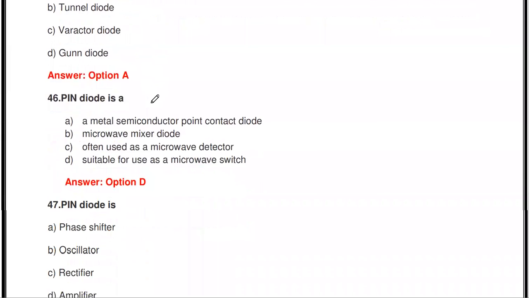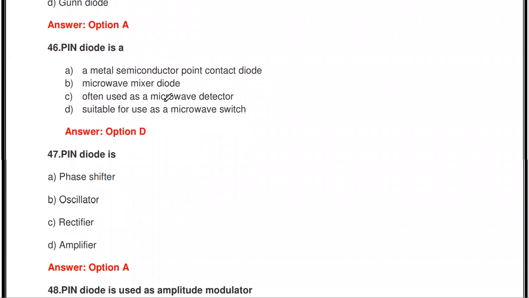Okay, pin diode. So the pin diode is a dash: a metal semiconductor point contact diode, microwave mixer diode, often used as a microwave detector, suitable for use as a microwave switch. So the pin diode is mainly used, and is very suitable, as a microwave switch. At high frequency, it is used as a high speed switch.